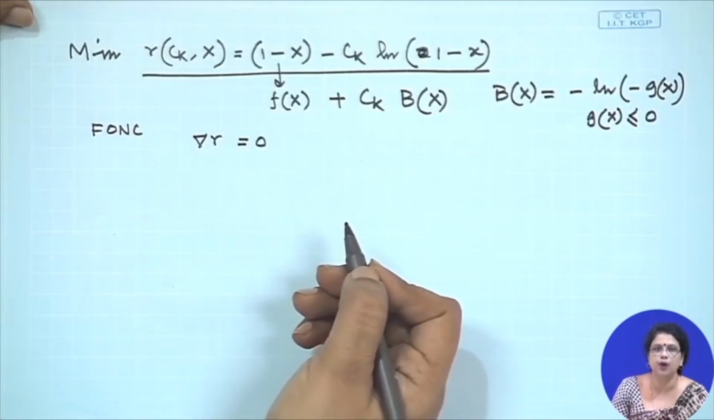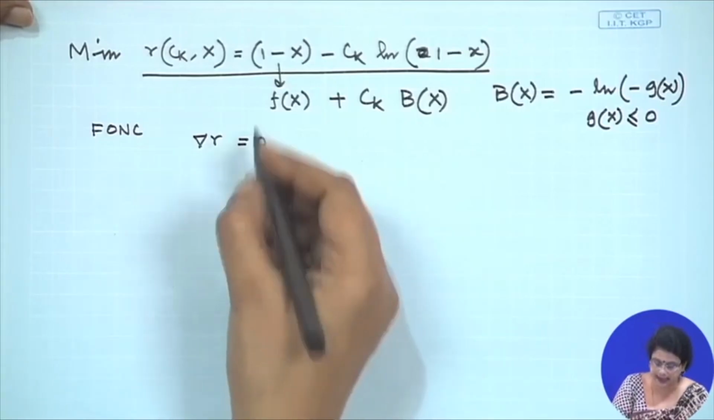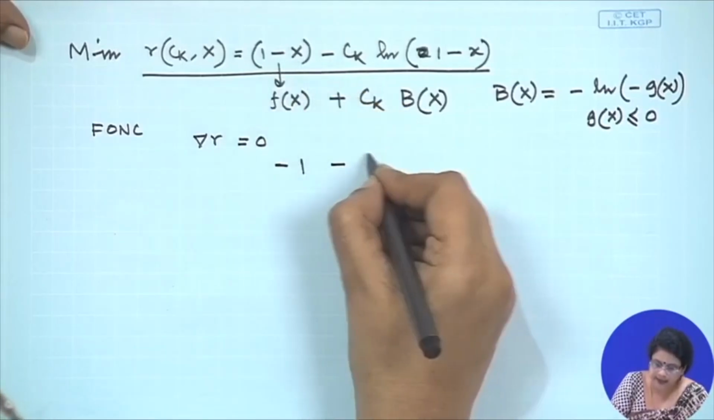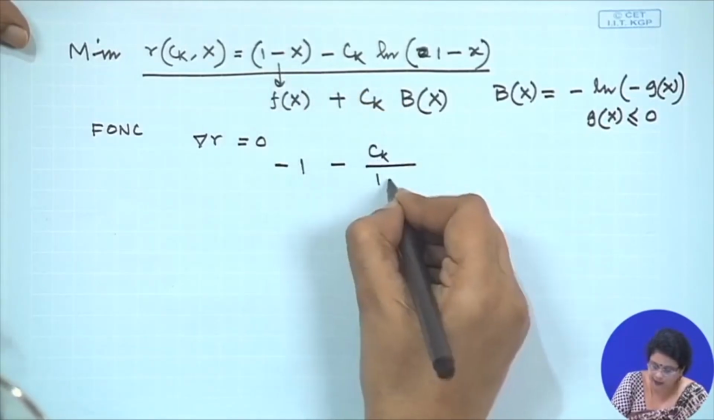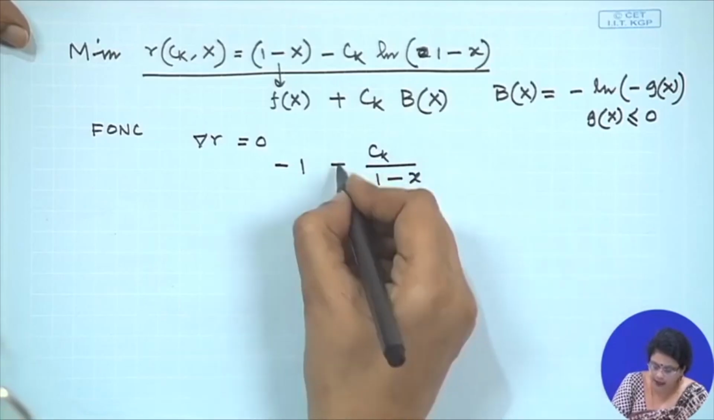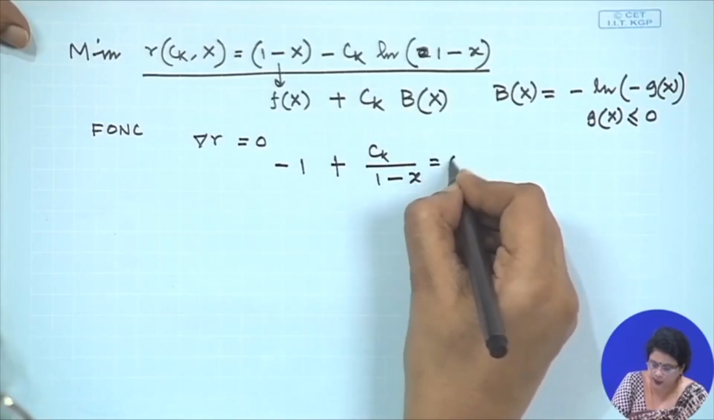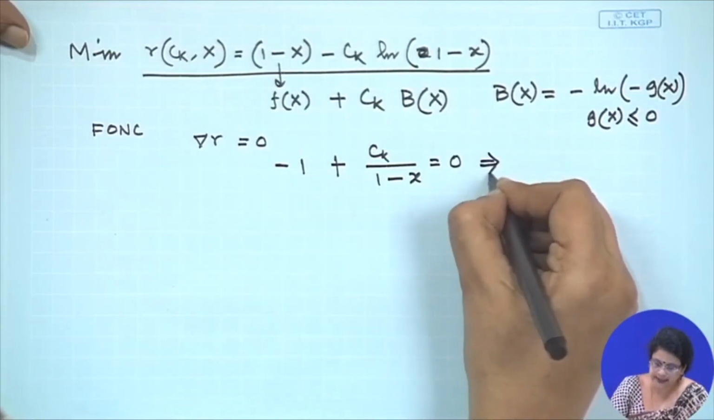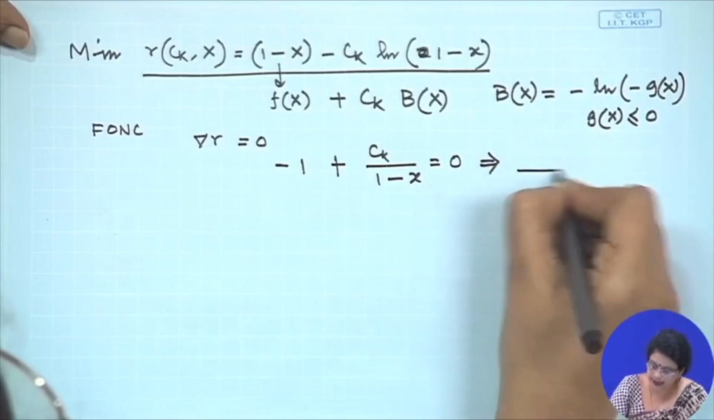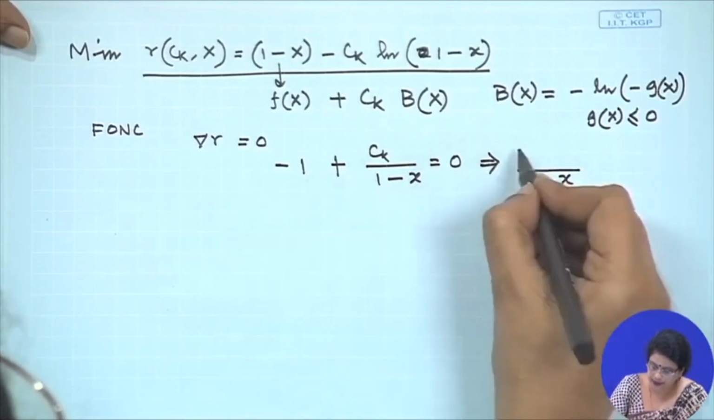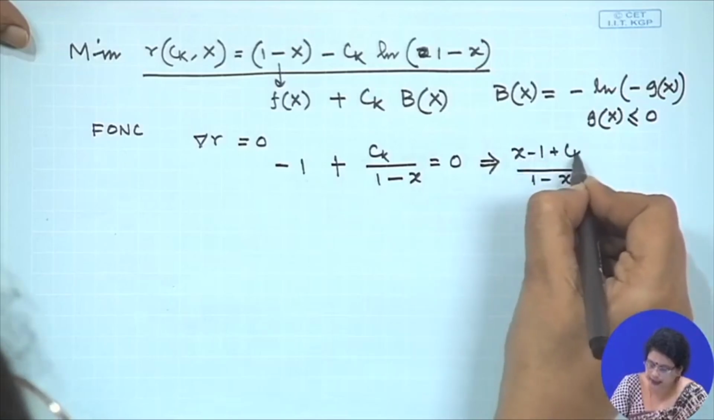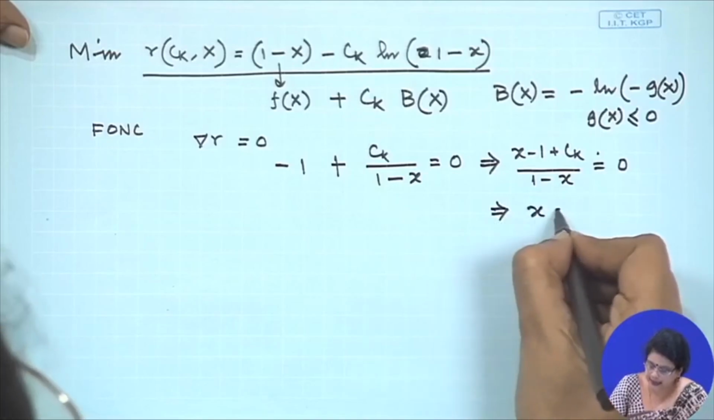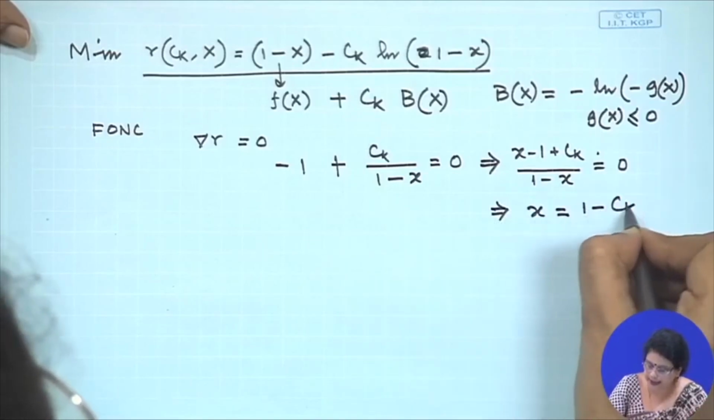Now, there is only one variable here, that is why we can see that this is equal to minus 1 minus c_k divided by 1 minus x, and because of 1 minus x, this is plus, this is equal to 0, all right. This is the first order condition. If I just take x, then x minus 1 plus c_k is equal to 0. From here we are getting x is equal to 1 minus c_k.